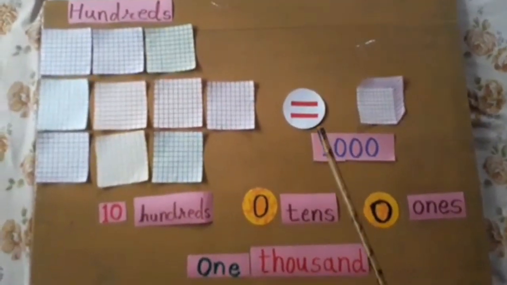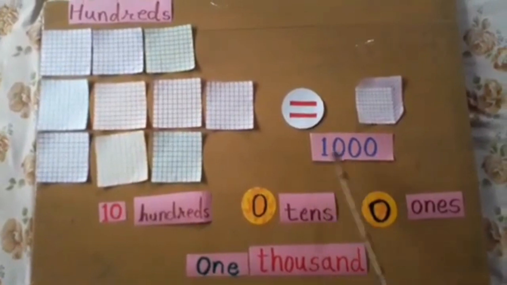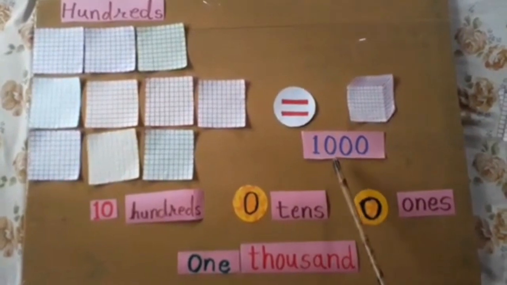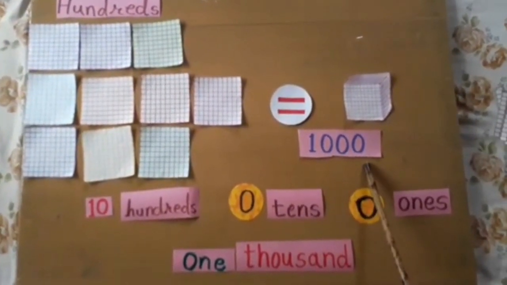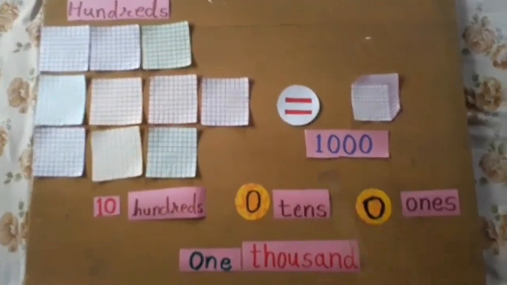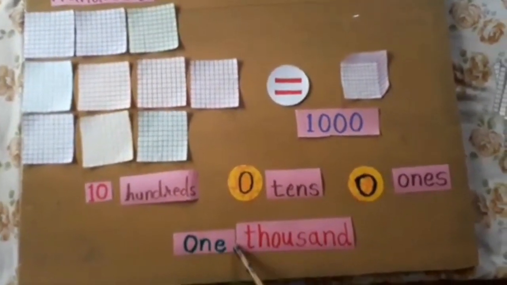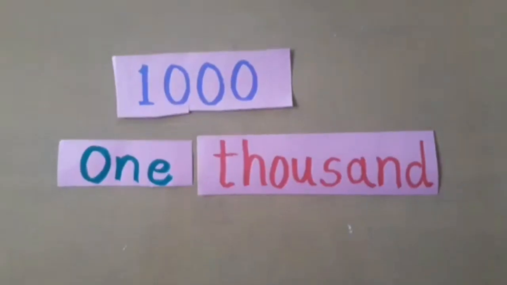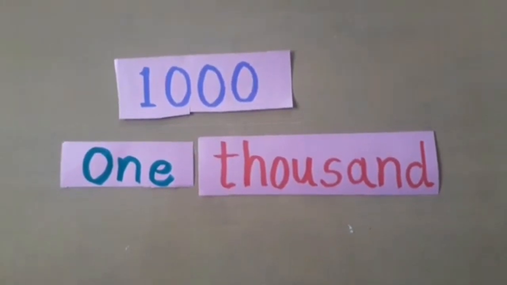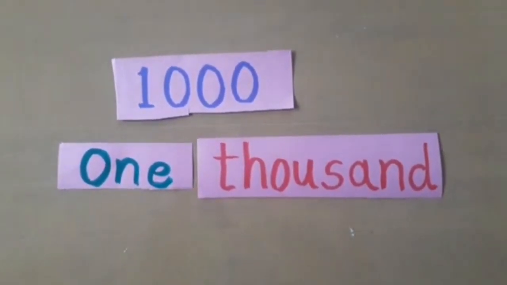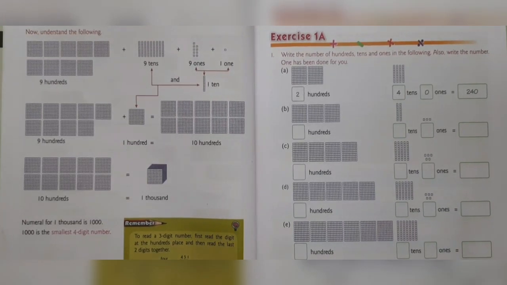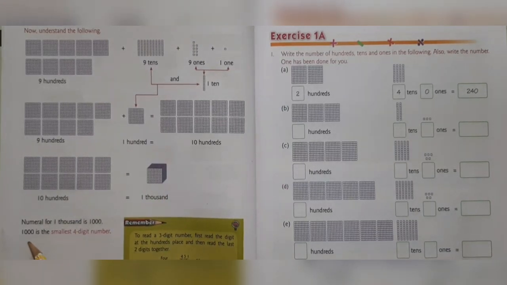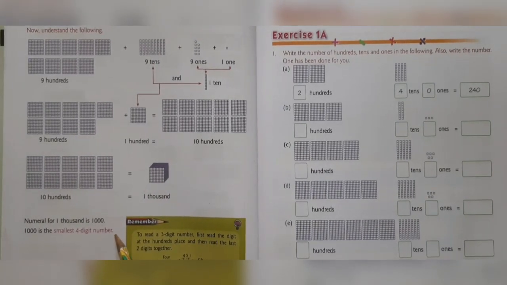See students, we write 1000 as: after 1, we write 3 zeros. And in words, we write it as ONE THOUSAND. This 1000 is our smallest 4-digit number. Students, just now we have seen how we can find the number 1000, and 1000 is the smallest 4-digit number.